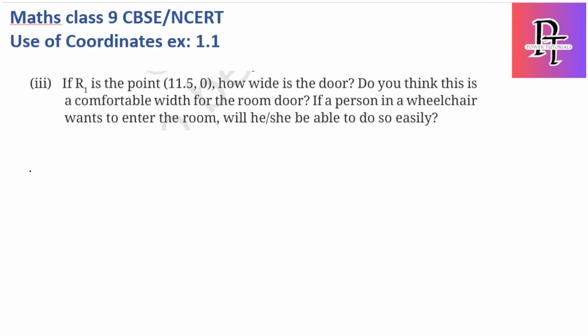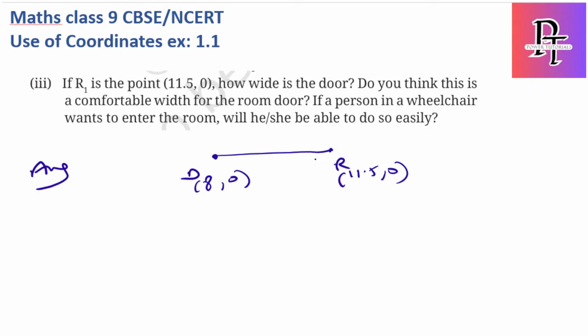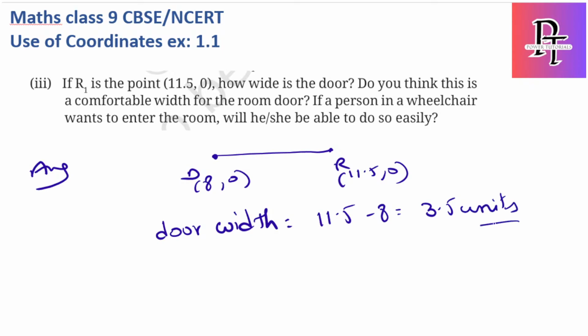Okay, let's see the third question. If R1 is the point 11.5, 0, how wide is the door? So D1 R1 is the door. The D point is 8, 0 and the R point is 11.5, 0. So how wide is the door? It means just the distance between these 2 points. It is on the x-axis, so I can simply subtract. The door width is equal to 11.5 minus 8. So the door width is 3.5 units.